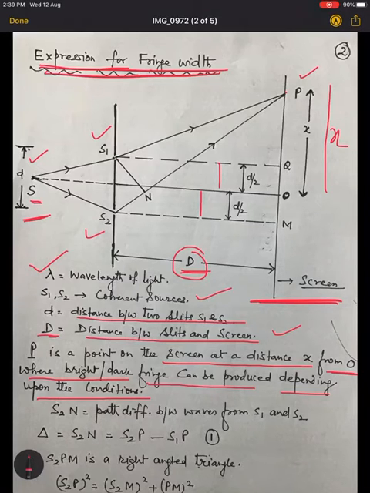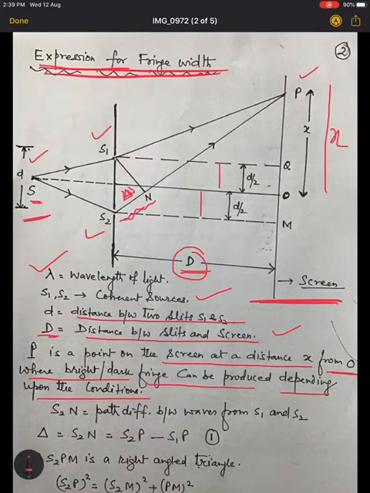If we draw a perpendicular from S1 to the line S2P, that is S1N, so S1N is perpendicular to S2P, then this S2N is the path difference between the two waves starting from S1 and S2 and reaching point P.